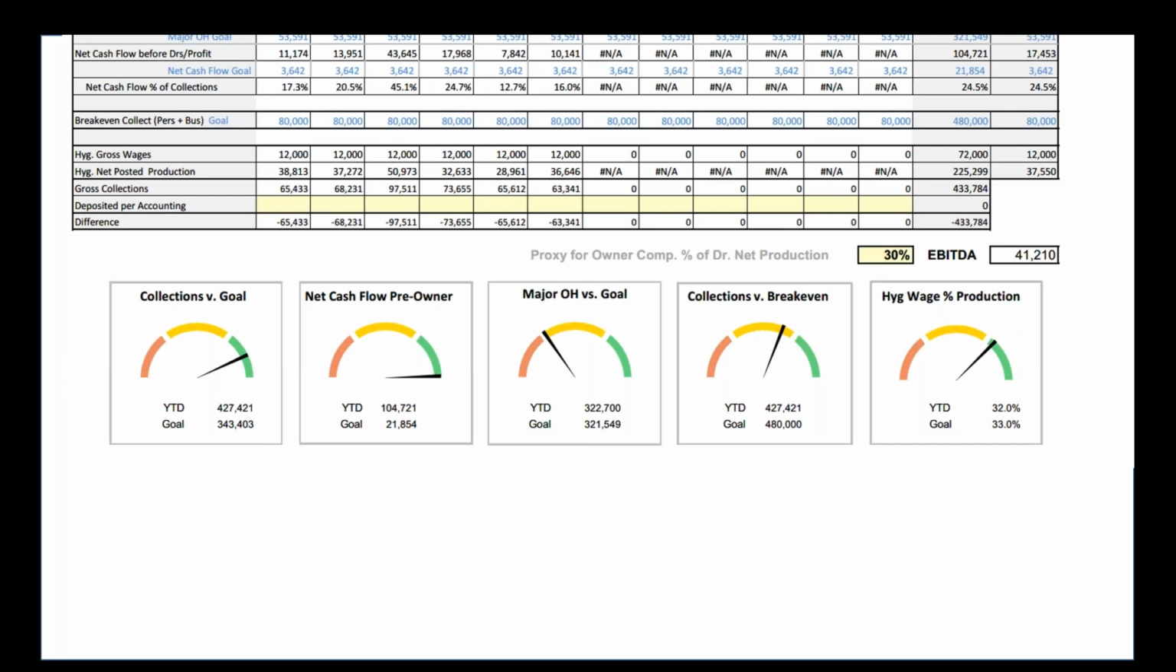She knows what their friends are making. Why can't I make what they're making? So that's a whole different conversation we have. But this is fun that I already know your production. You've told me your wages through your QuickBooks, hygiene wages, and we can do that ratio, and we'll see this again in a few minutes in a financial statement.